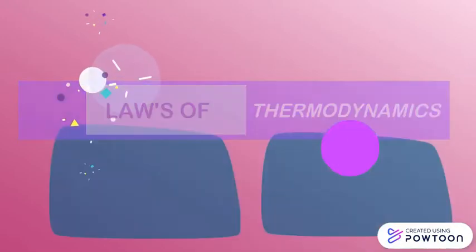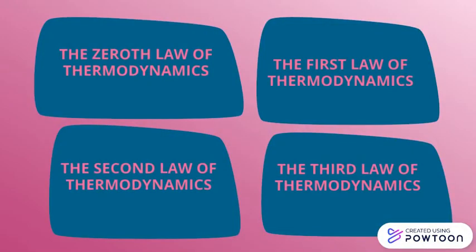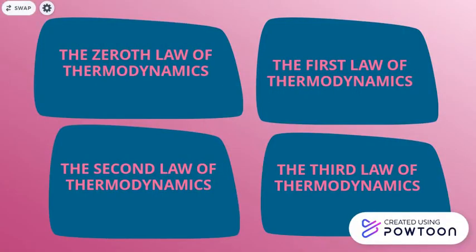Laws of thermodynamics. There are 4 laws of thermodynamics. The first one is the zeroth law of thermodynamics, followed by the first law, then the second law, and the third law of thermodynamics.